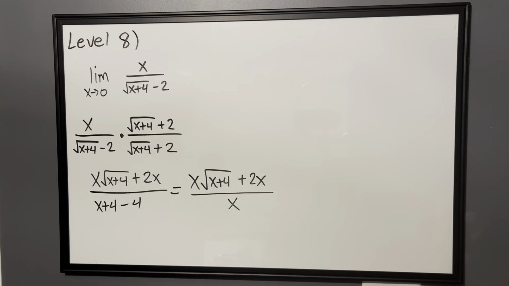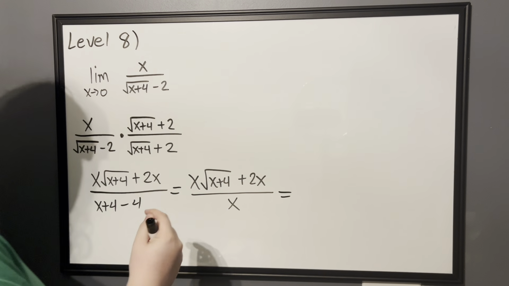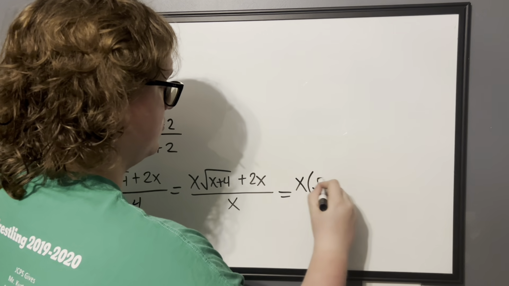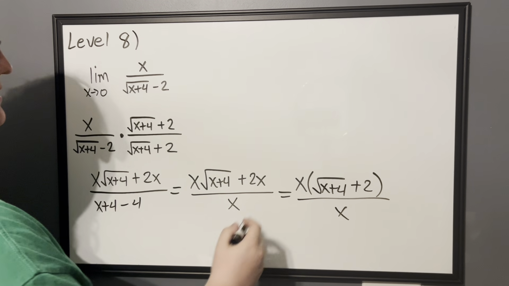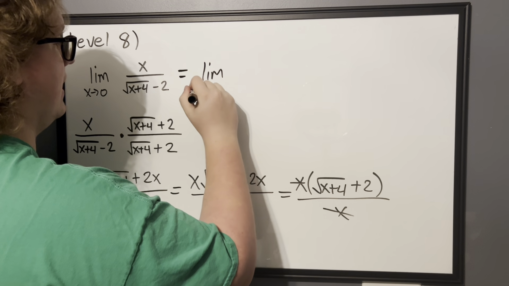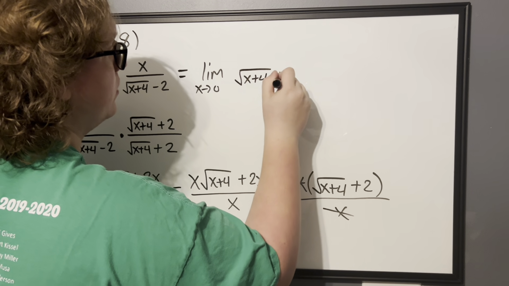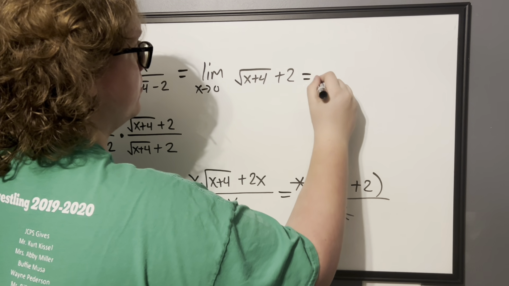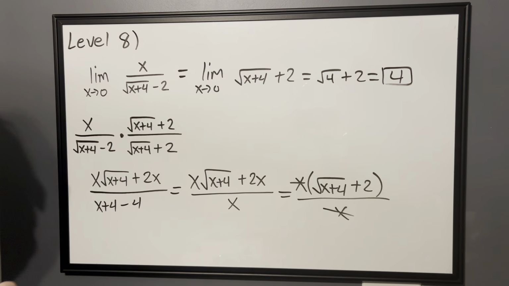So one more time, what we're going to need to do is manipulate this a little bit more. We're going to take an x out of the numerator, so we're going to have x times square root of x plus 4 plus 2 over x. And you'll see the x's can cancel out now. So this is the same thing as the limit as x goes to 0 of square root x plus 4 plus 2. And of course, when x goes to 0 here, we're going to have square root of 4 plus 2, which of course is equal to 4, since the square root of 4 is 2.